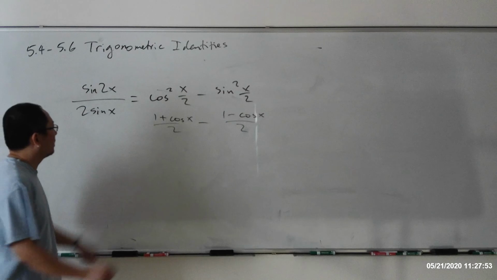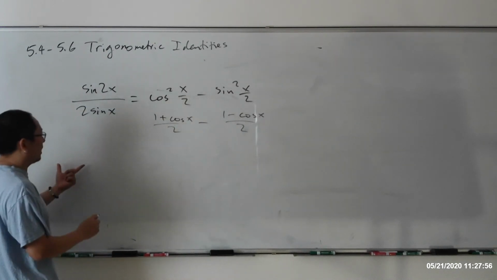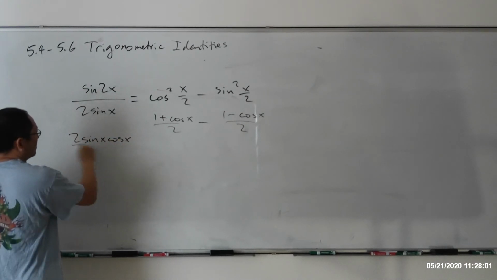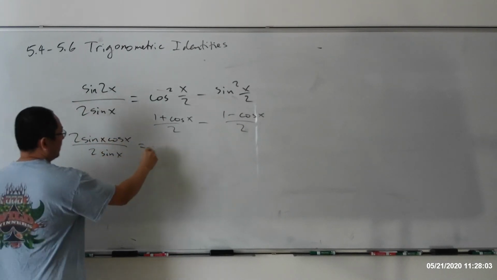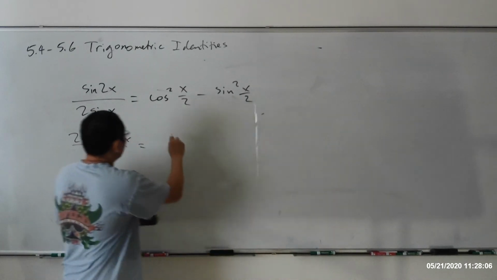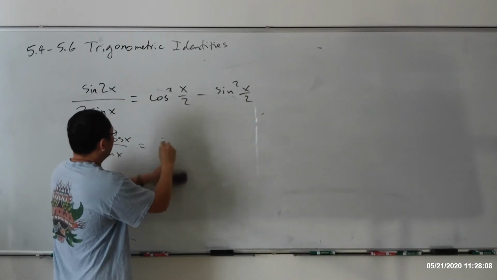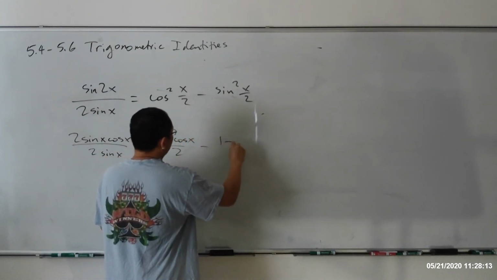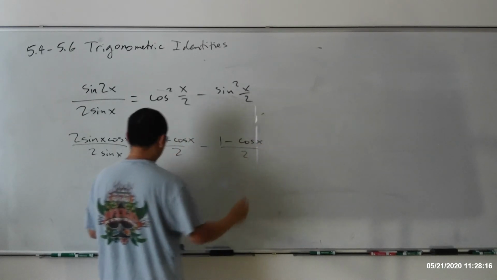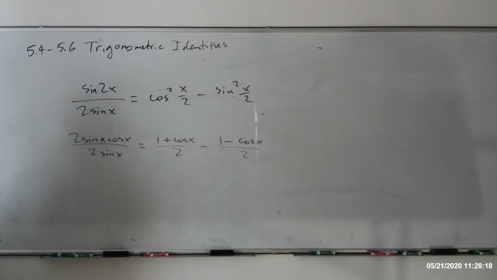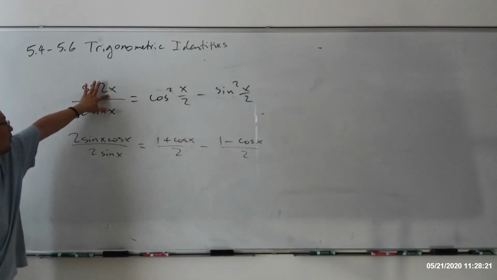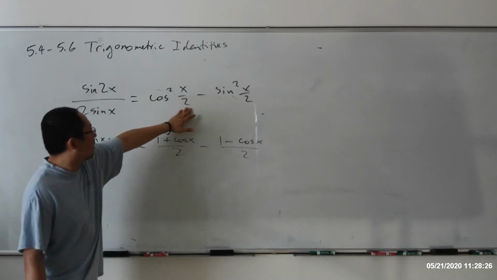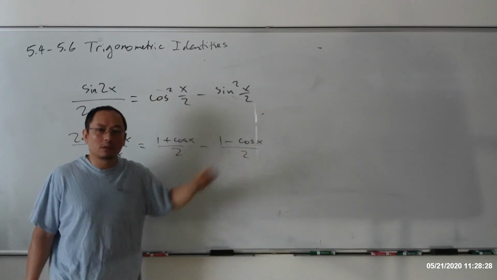Alright, now let's simplify. This is what? Oh, did I erase something? Yeah, I erased something here. 2 sine x cosine x over 2 sine x, and then equal to 1 plus cosine x over 2 subtract 1 minus cosine x over 2. You guys see, after just the first line, on the left hand side, we convert the double angle 2x to the original angle x. On the right hand side, we convert from half angle x over 2 to the whole angle x.